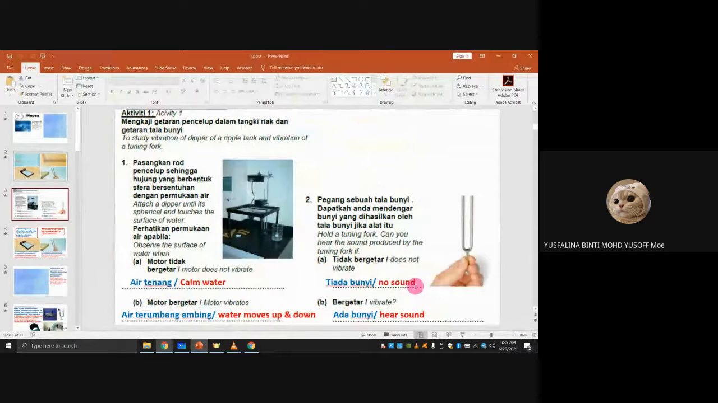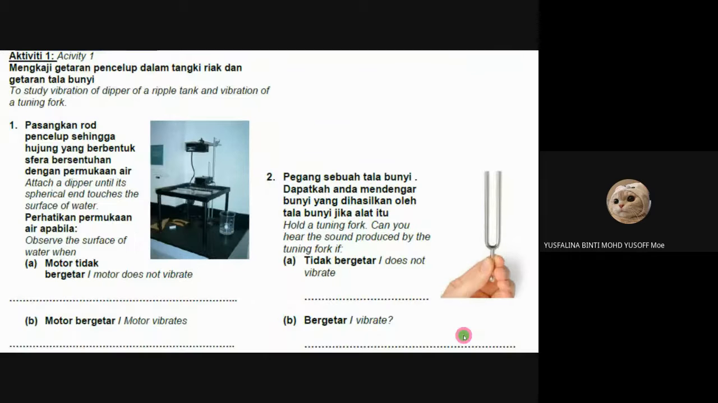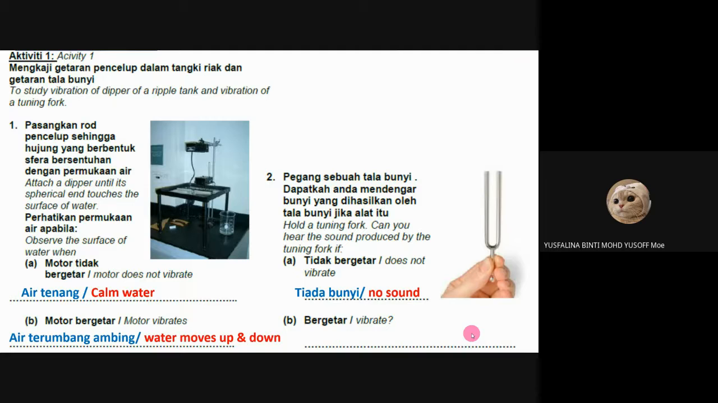Okay, next move on. It says here, let's say you have a tuning fork, and you hold the tuning fork, and it is not vibrating. So what will happen here? There will be no sound. So remember how to produce a sound wave. The sound wave is produced by vibration. So you see, very easy.